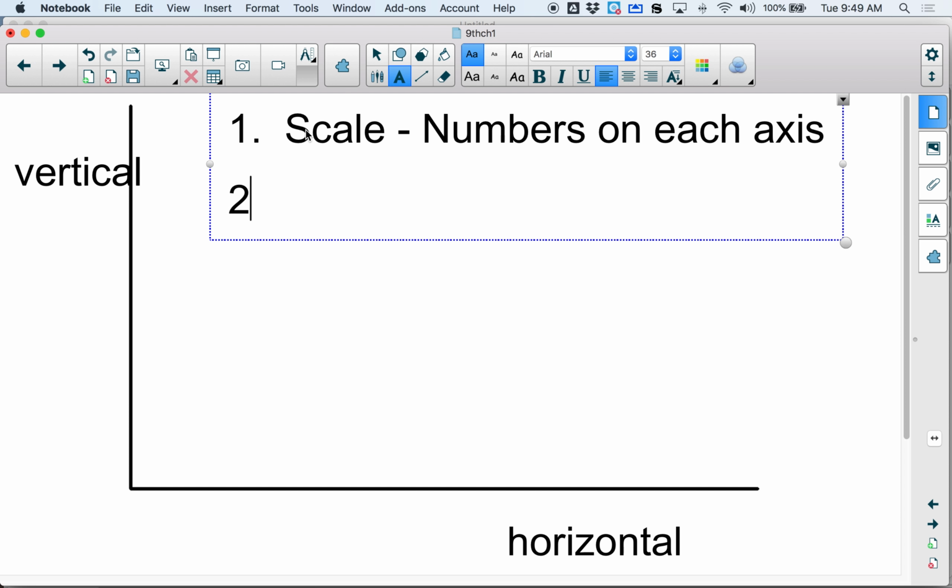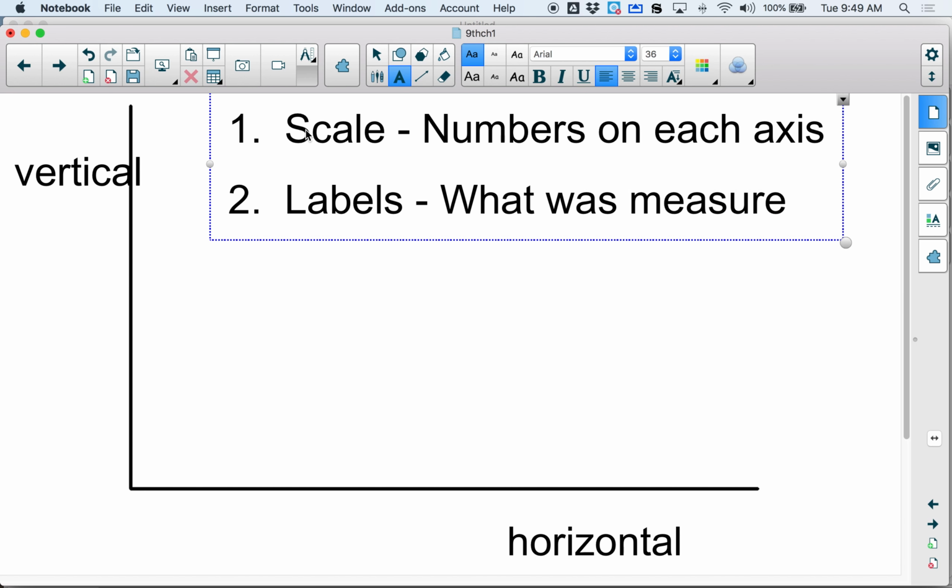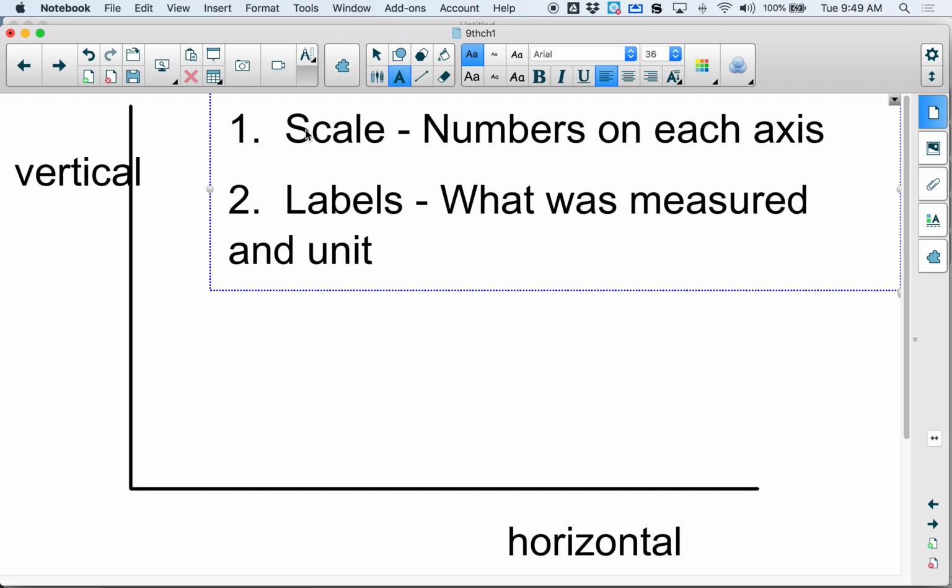Okay, the second thing that all graphs should have are labels. Labels tell you what was measured and the units used. What do I mean by units? Like centimeters or inches or whatever.